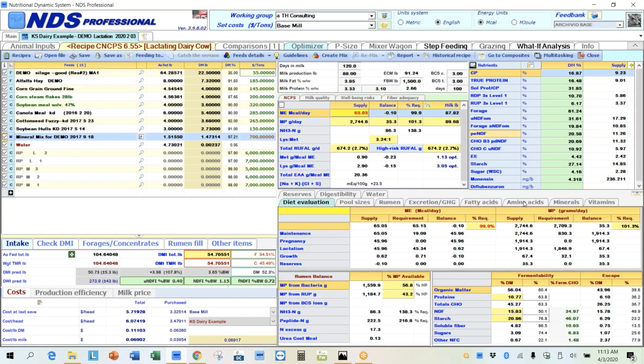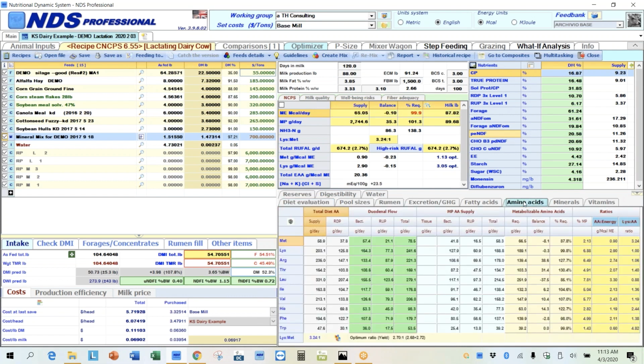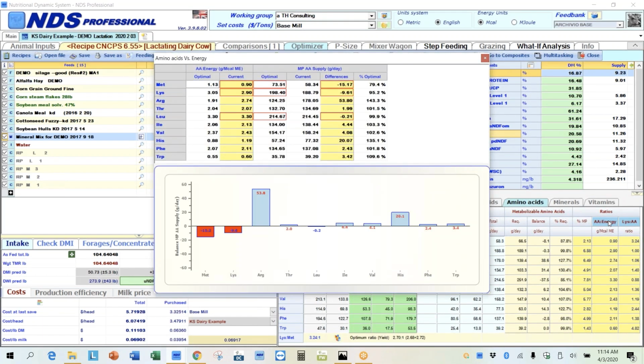So if we go down here, we can see the amino acid page also. Pretty much nothing's changed in the last few years. You can see the total dietary intake amino acids, the duodenal flow. Here's a metabolizable amino acid supply. And as you see down through here, here's something that's been added as far as the ratios. So if we click on this amino acid to energy, what it's actually looking at is where the amino acids, the grams, are in relation to how many megacals are in this diet.